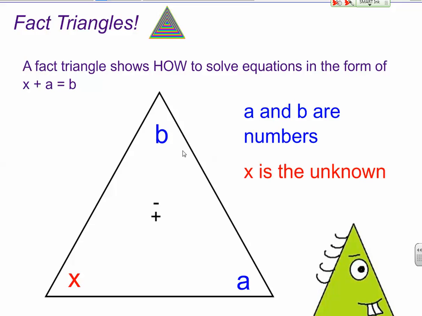If b is my total, and I'm looking for some number x, and I know a, so a and b are numbers, and x is my unknown. If I want to find what x is, it's just b minus a equals x, because x plus a equals b. So just think about the related facts in a fact triangle. x plus a is b, a plus x is b, b minus a is x, and b minus x is a. So I'm going to use the b minus a to find my x.